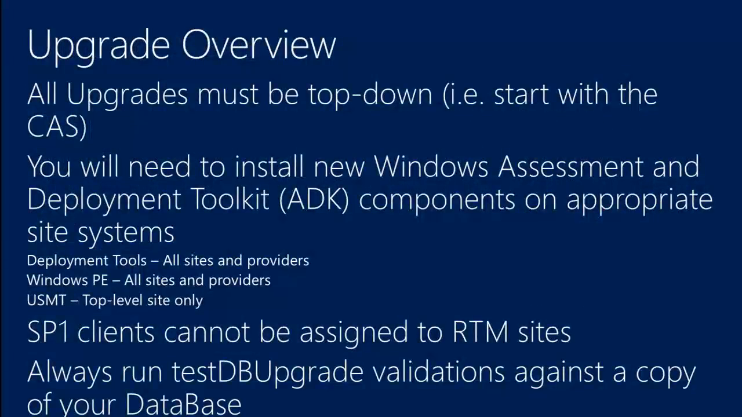Okay, and speaking of upgrade, it is very interesting when you're looking at a hierarchy. In general, though, the rule of thumb is the same as with the older versions of Config Manager and SMS. You should start at the top and work your way down. Now, the reason we're calling this out in an infrastructure discussion is that there are new requirements for upgrade that didn't exist before. A lot of them have to do with the Windows Assessment and Deployment Kit, or ADK.